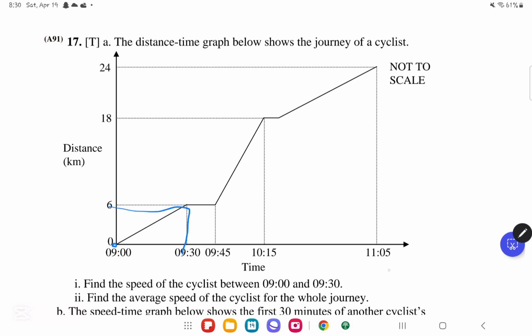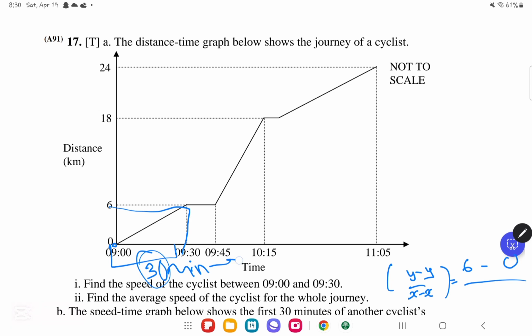So it's going to be very simply y minus y over x minus x. So y minus y is going to be 6 minus 0 over x minus x, which is the difference in time. What is the difference in time? From 9 till 9:30, the difference in time is 30 minutes. But because we are dealing with hours, we cannot take 30 minutes. We will have to change it into hours by dividing by 60. So 30 divided by 60, which is half an hour.